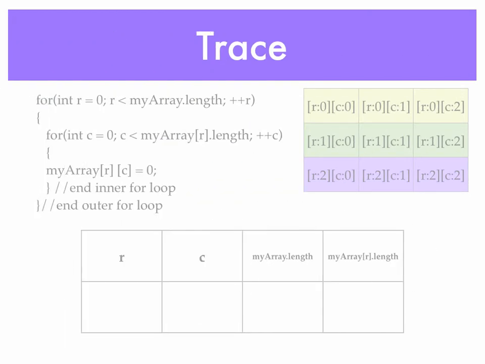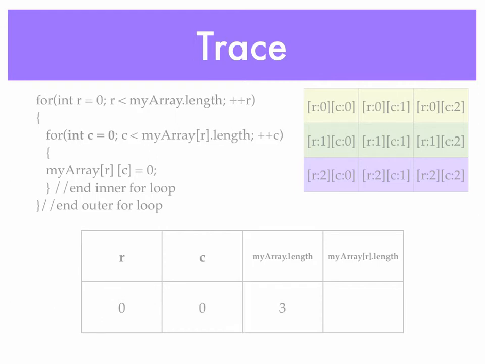Now, let's trace some of the values. I'm going to trace the value of r, the value of c, the value of myArray.length, the value of myArray[r].length. We know that the value of myArray.length is 3. This is a 3 by 3 array. There are 3 rows in it. I'm going to establish r, give it a value of 0, so r is 0. I'm going to test, is r less than myArray.length? Yes, it is. I go into my inner loop.